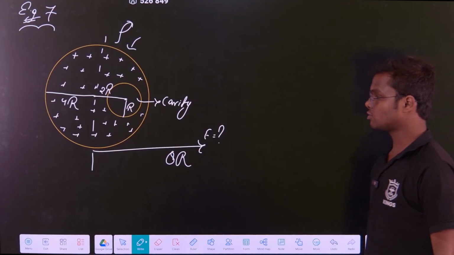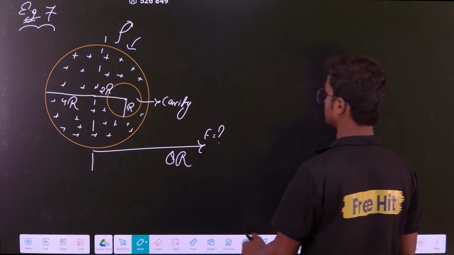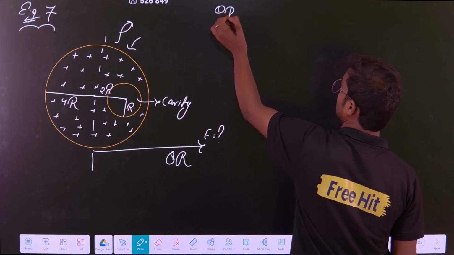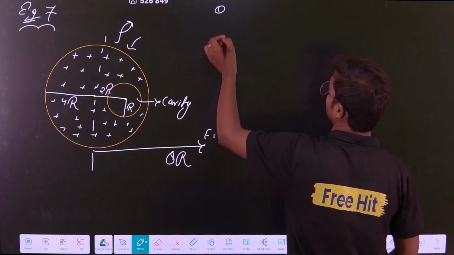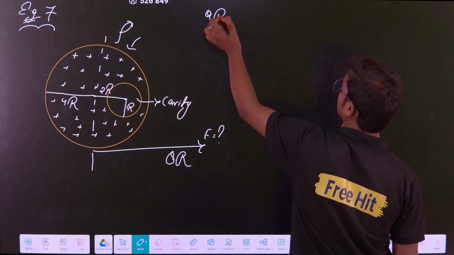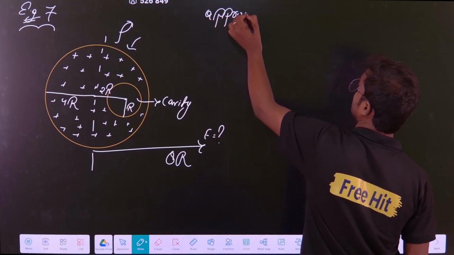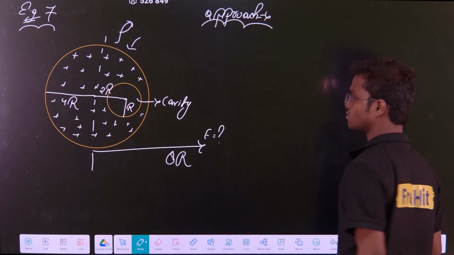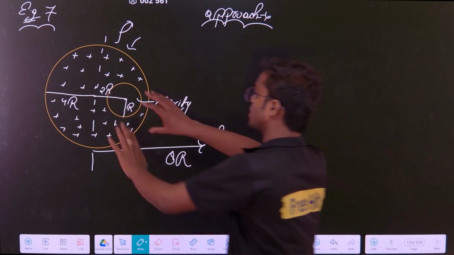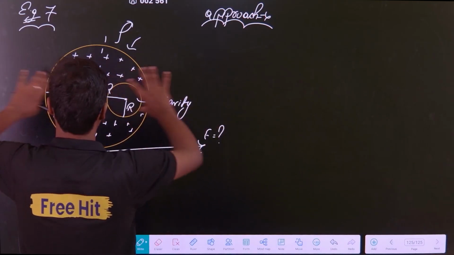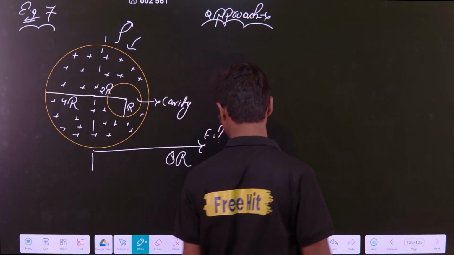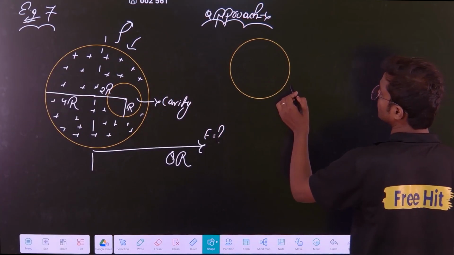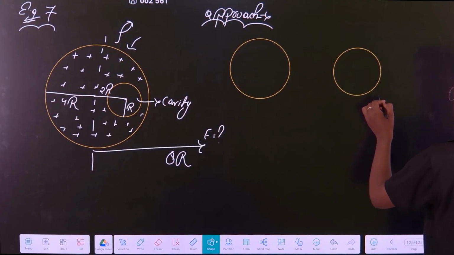It is a very easy question. What do you have to simply do in this type of question? The approach is very simple. What you have to do, simply break this into two spheres. That is a simple approach. You break this into one bigger sphere and one smaller sphere. Correct.